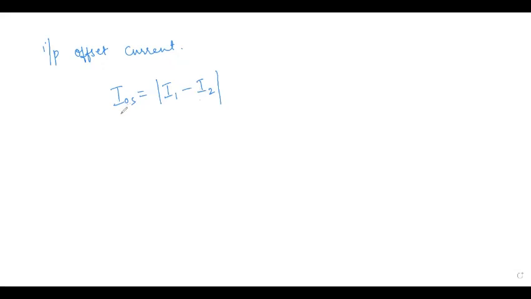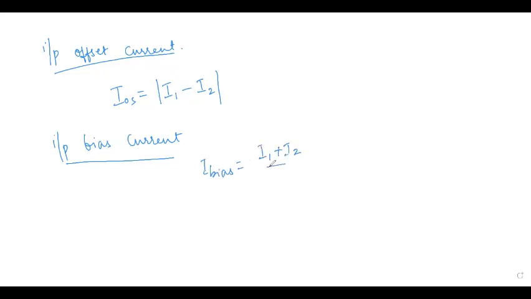Coming to input bias current now. So input offset current is the difference of these two currents flowing at two different input terminals, and input bias current is the average of the two currents, I1 plus I2 divided by 2. This is called as input bias current.